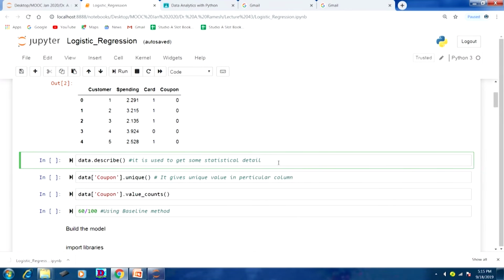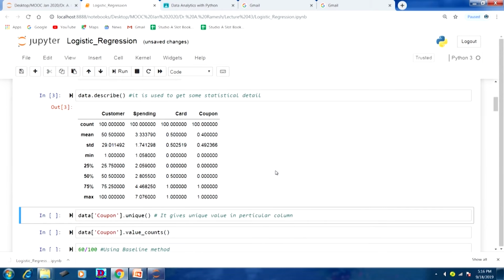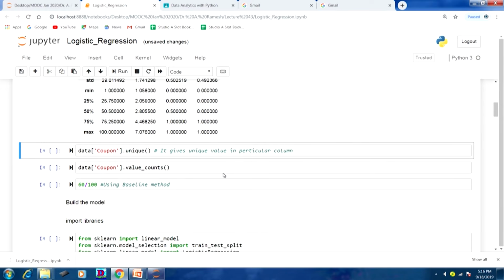So, we will describe this data set. It will give you basic statistics about all the columns. For spending there are 100 data points, the mean is 3.3, standard deviation is 1.74, minimum is 1, then the 25th percentile, 50th percentile, 75th percentile, and maximum is 7.07. For card we can look at only the count value because there is no meaning for mean and standard deviation. Similarly for coupon, because both the variables are binary variables.